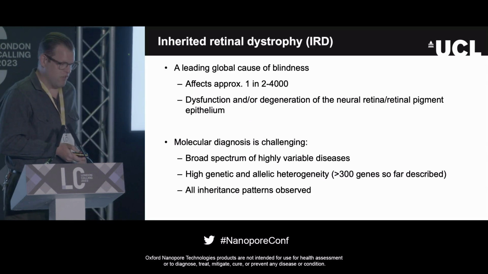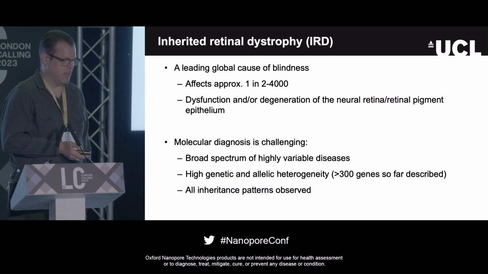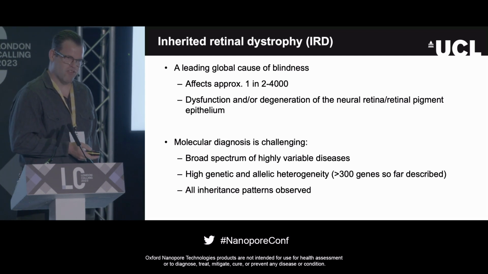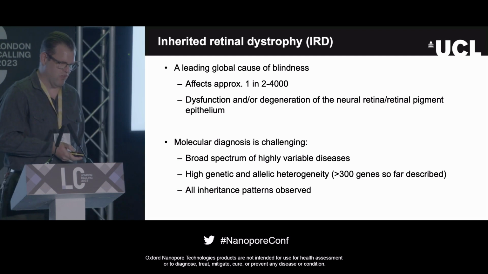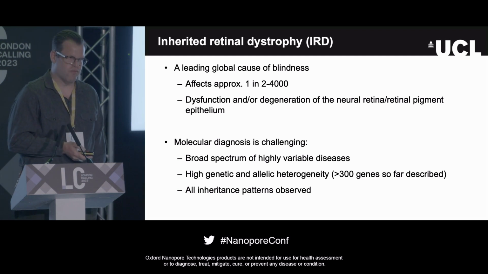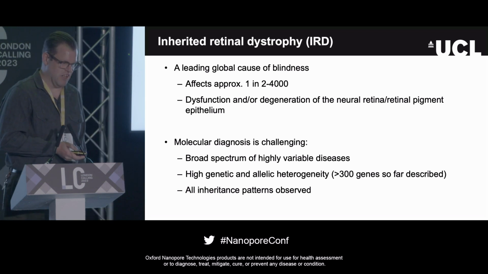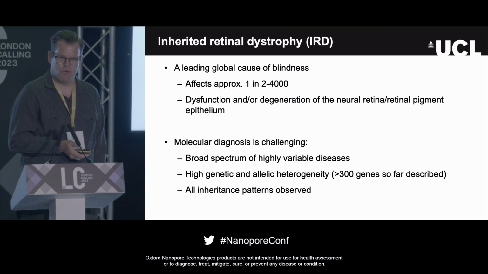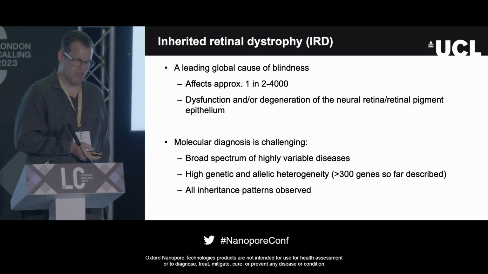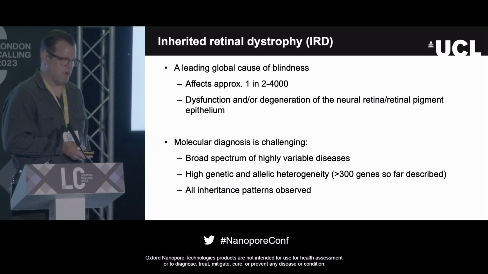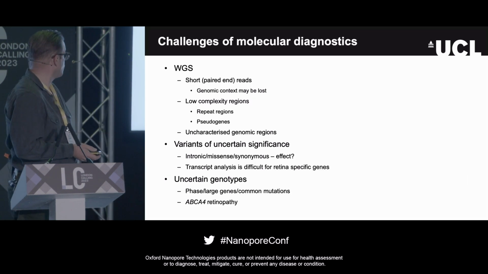So what is a retinal dystrophy? It's a leading cause of blindness across the globe. It affects somewhere between 1 in 2 to 4,000 individuals, and it's caused by dysfunction or degeneration of the neural retina or the RPE cells that support the neural retina at the back of the eye. Molecular diagnosis is challenging. There's a very broad spectrum of phenotypic, genetic, and allelic heterogeneity, with many genes described to date, spanning all inheritance patterns.